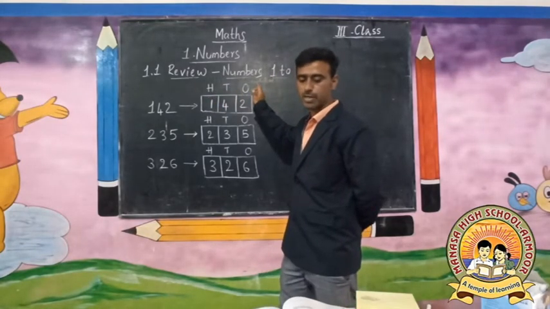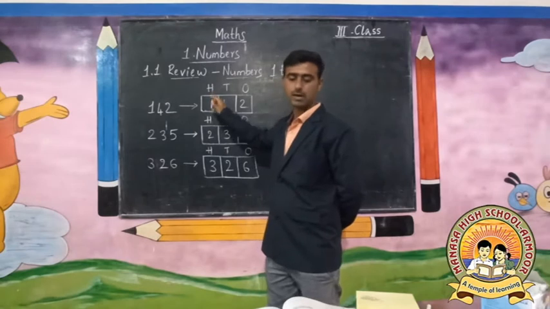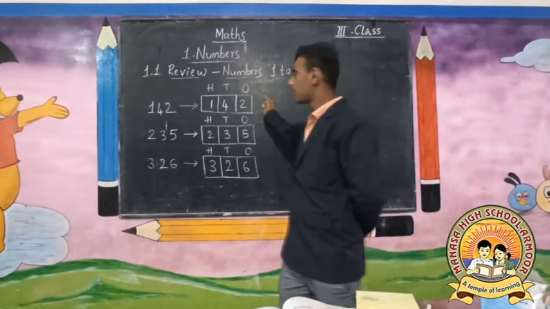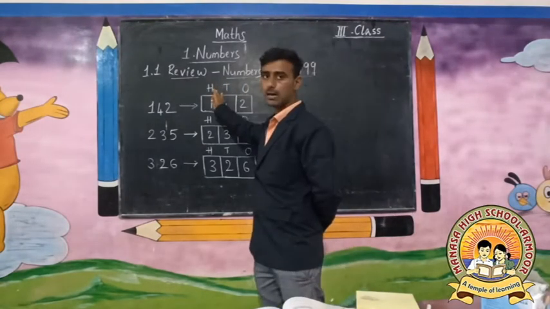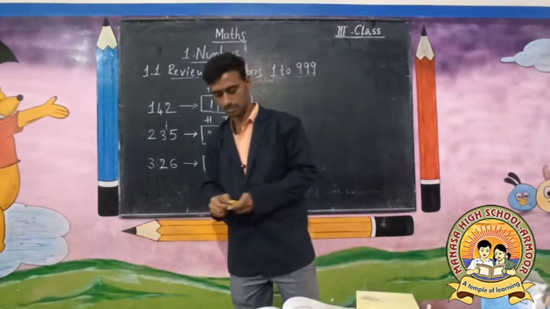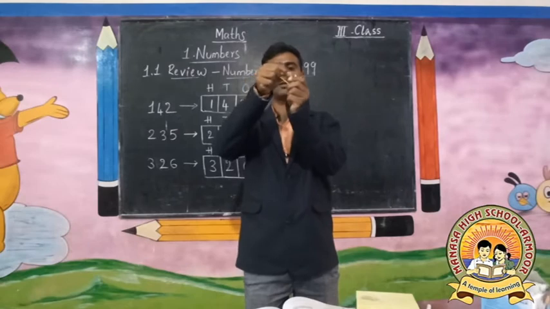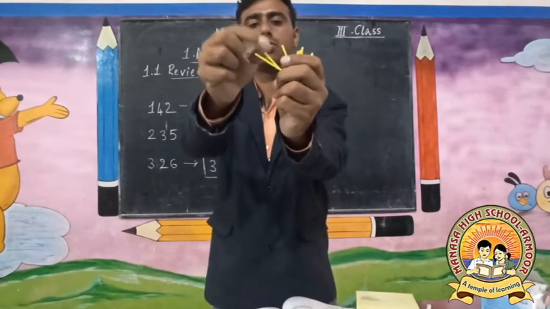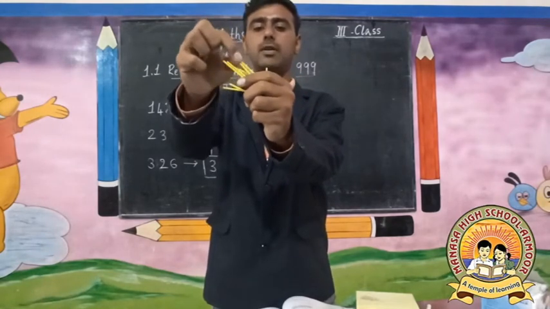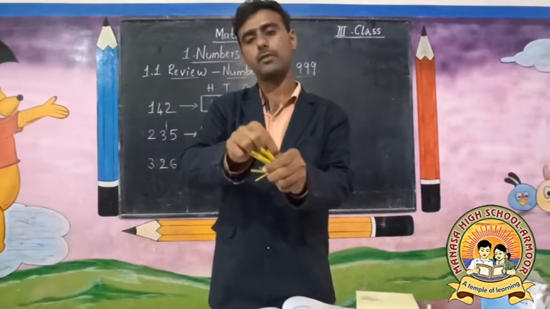These numbers are based on groups of ones, tens and hundreds. So let us revise the relationship between ones, tens and hundreds places. So children, you know very well. Here count with me. This is 1, 2, 3, 4, 5, 6, 7, 8, 9. So after 9 comes 10.